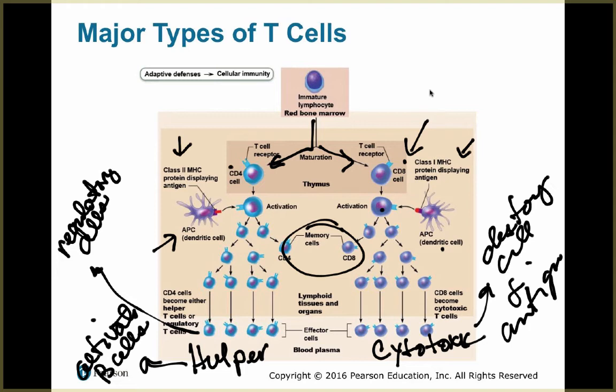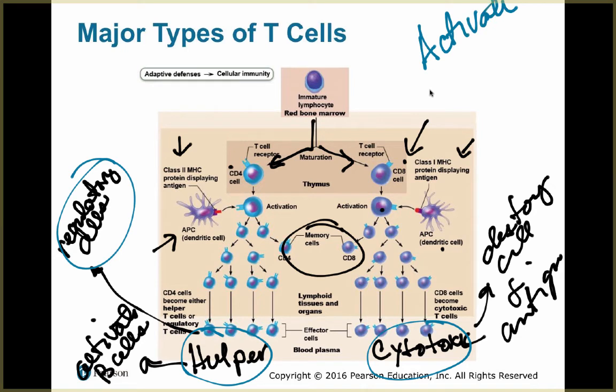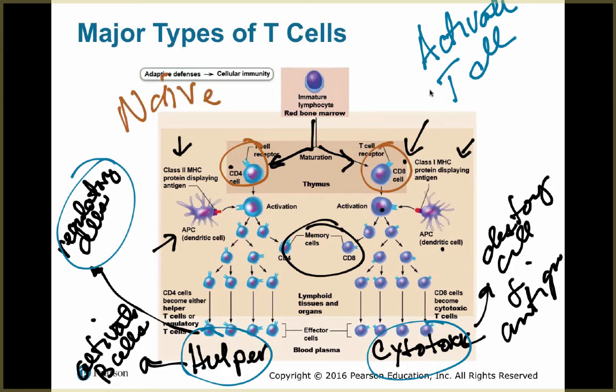The helper cell, the regulatory cells, and the cytotoxic cells are all activated T cells. The naive cells that we were talking about that haven't been exposed yet are termed CD4 and CD8. Remember how we were talking about that at the beginning?